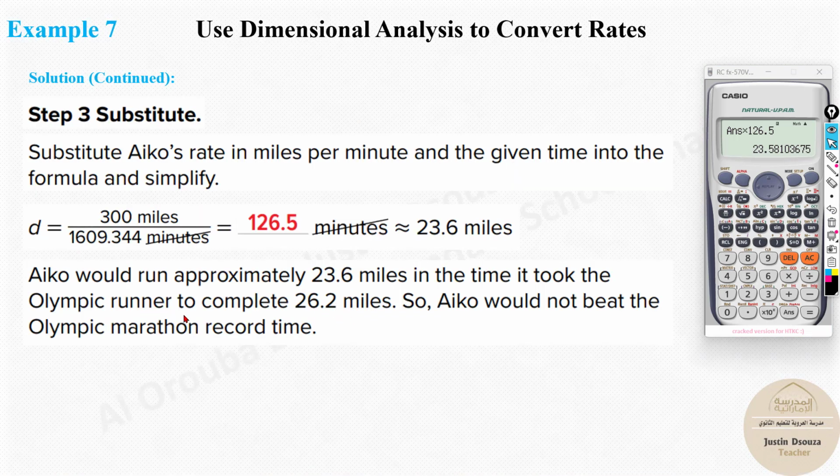Compare what the Olympic runner ran. That Olympic runner was running 26.2 miles per 126 minutes. Here the character Aiko can run 23.6 miles. So Aiko would not be able to defeat the Olympic marathon record time. So this is the answer.